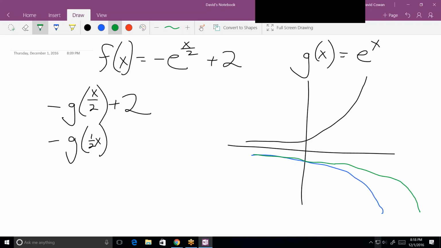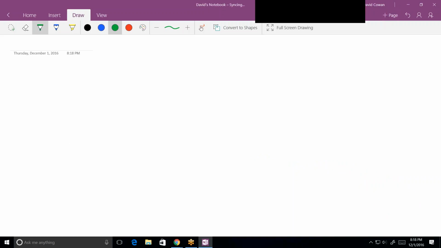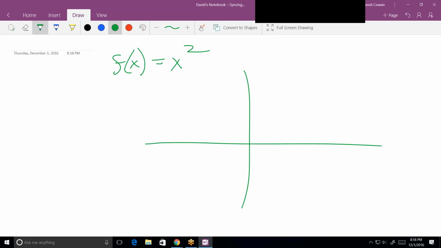Okay. Mr. Cowan, can you go back to what you said just a minute ago? Something about, for vertical, a stretch is actually a shrink? Yeah. Let's take a different function for a moment. Let's take f of x equals x squared. Well, that's what that function looks like.